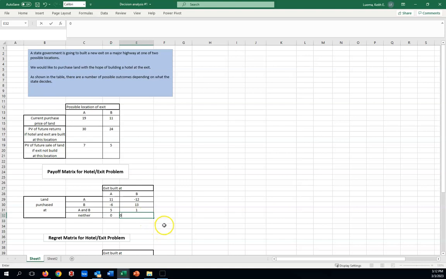Finally, if we buy neither, we're just plain not in the game here, and those would be zeros. It's important to include that possibility in a payoff matrix, because sometimes the best choice is, in fact, to not get in the game, if you just don't feel you have a good set of choices.